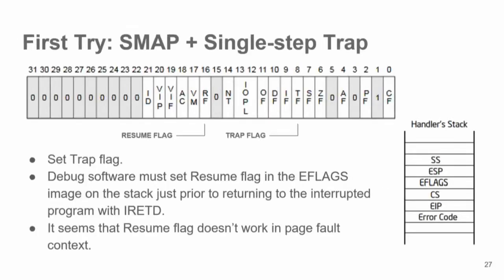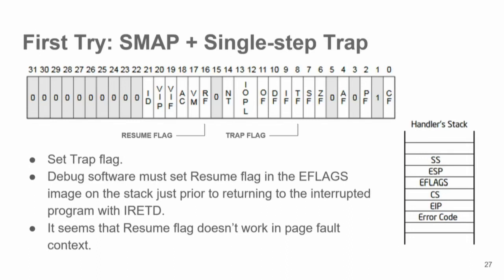So we think we can use SMAP with a single-step trap, so we can gain back control right after the next instruction. But the problem is, as debuggers do, you set the trap flag, and you also need to set the resume flag, because you don't want a single-step trap triggered inside your handler.